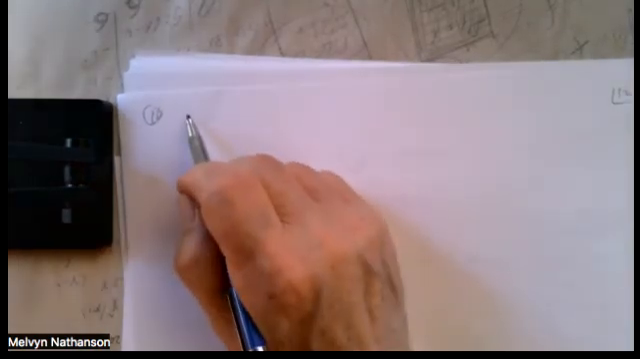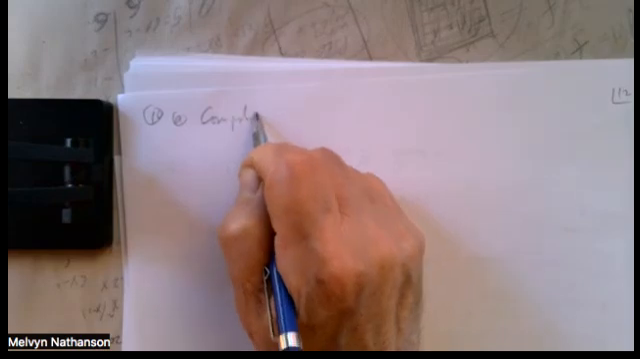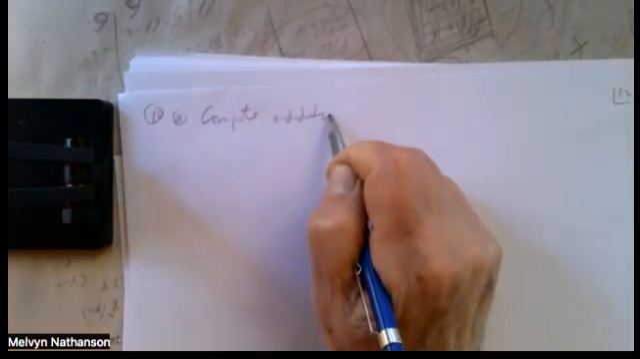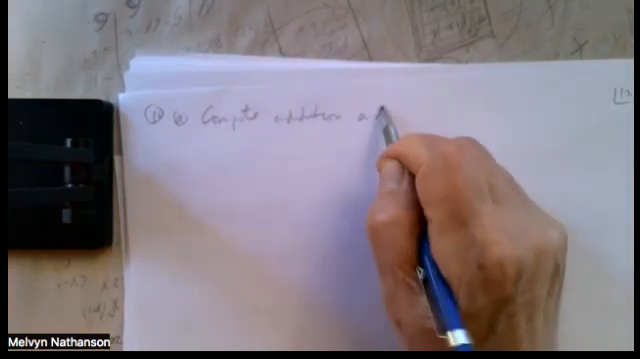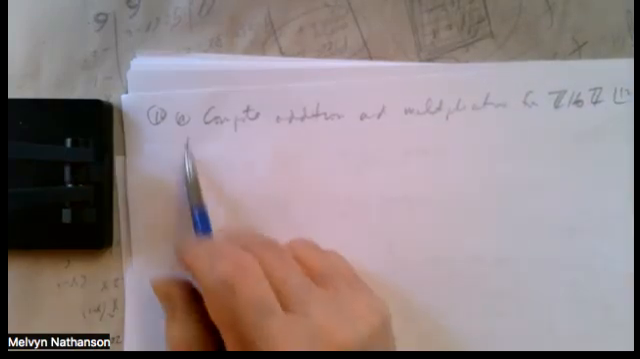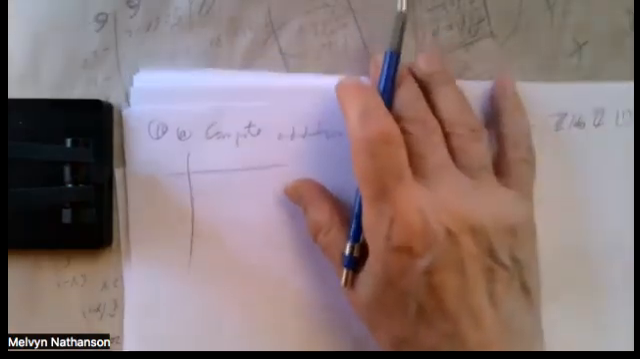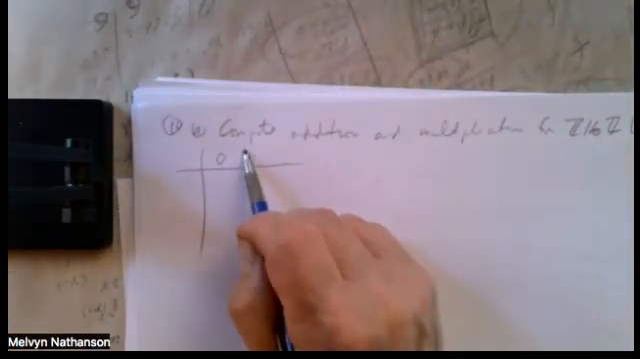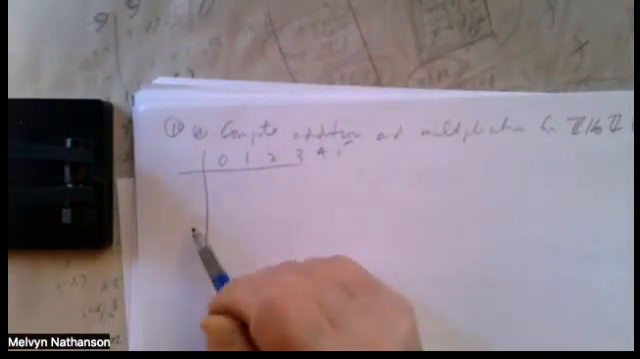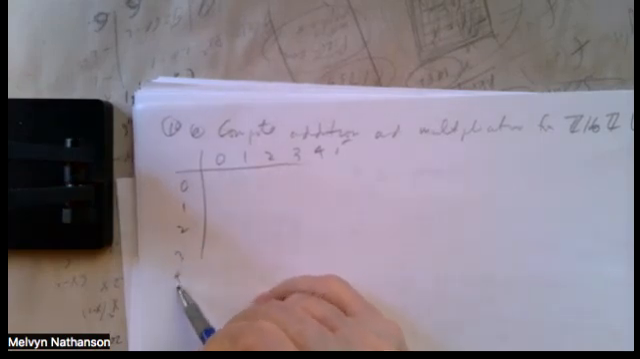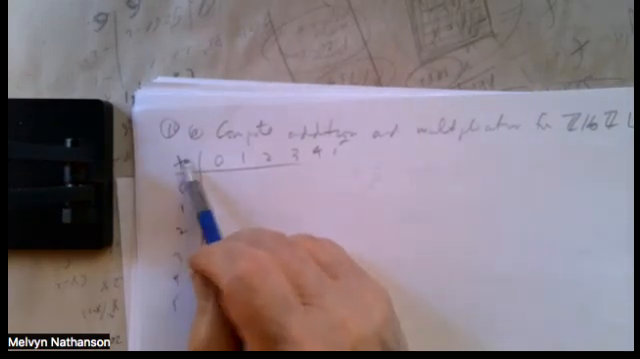Let's look at problem 10. So we want to compute the addition and multiplication tables for the integers mod 6. So representatives, each congruence class mod 6 is 0, 1, 2, 3, 4, or 5. And I want to know what happens when you add these congruence classes.